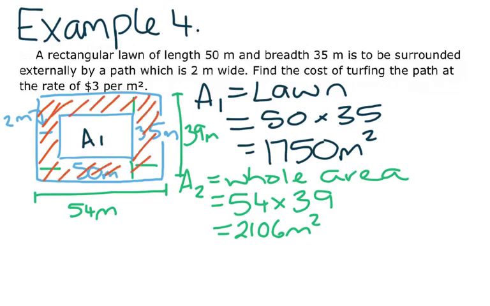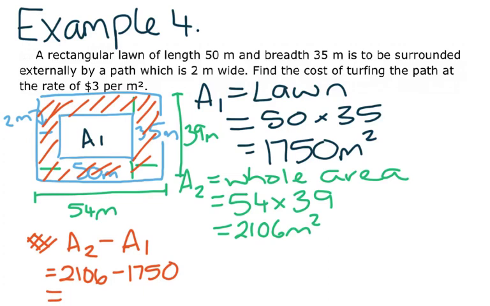Now, if we're just looking for the area of the path here, which is this red part shaded in, we would do the whole area, which is area 2. So just to get the path there, we would do area 2, which is the whole thing, minus area 1 because we're taking away the lawn. So we would have 2,106, take away 1,750, and that gives us 356 square metres for the path.